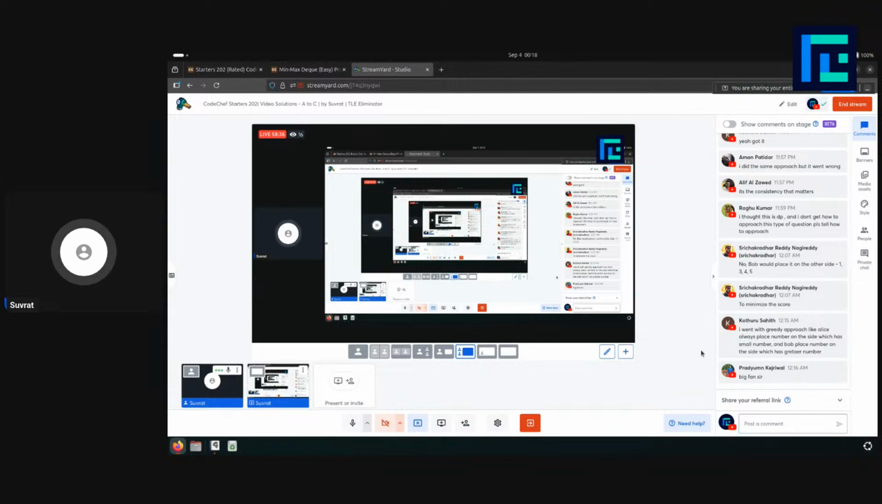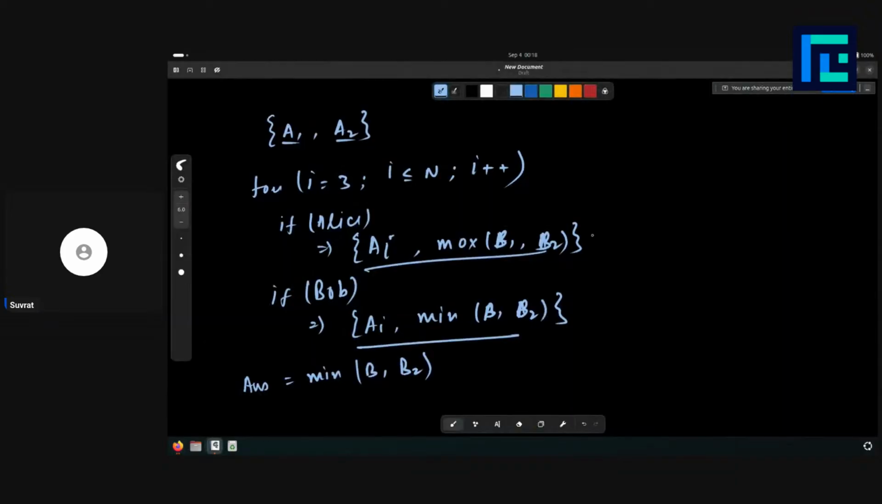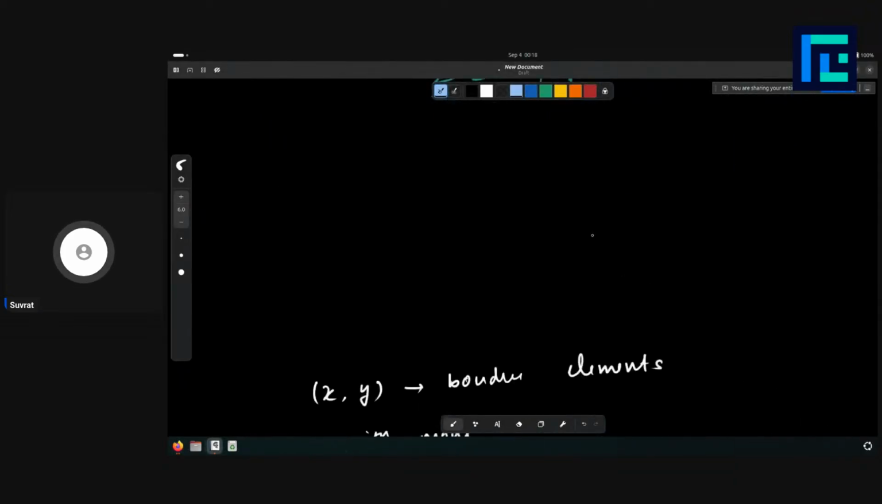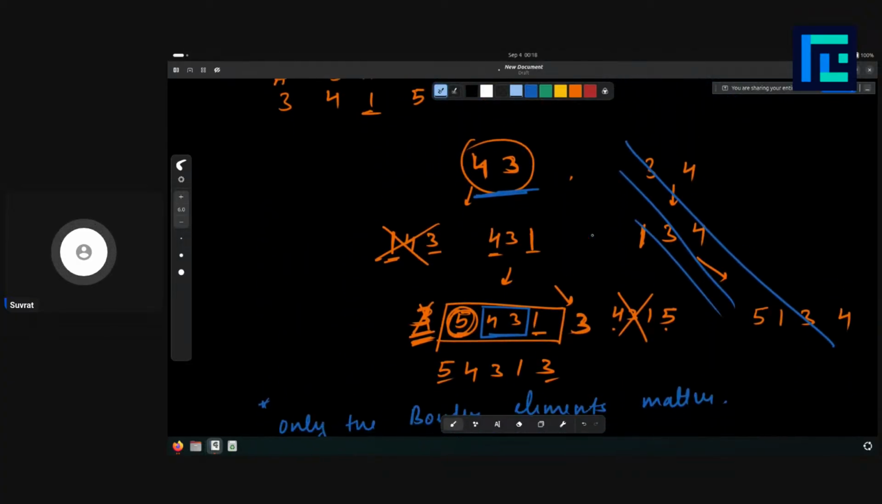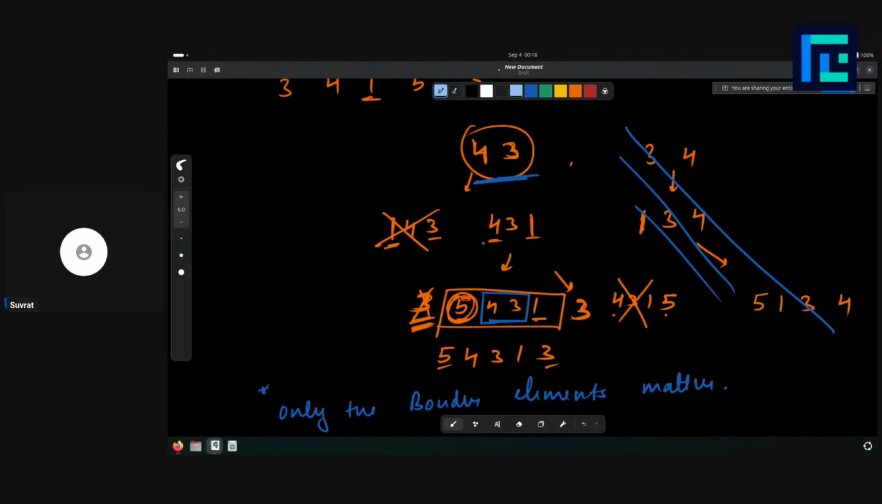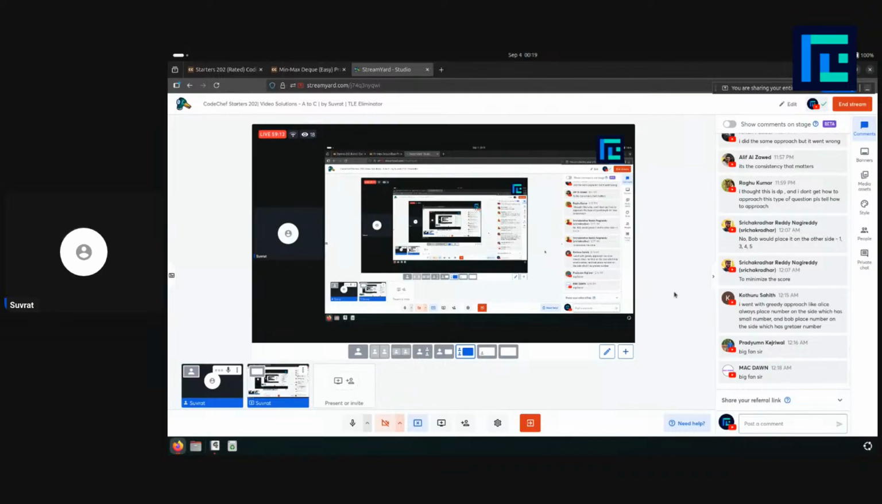No, Bob will place it on the other side, 1 3 4 5. Did I make some mistake while solving some test case? 1 3 4 5. Oh, yep. Actually, no, 5 won't be coming here. 5 will be coming here. We placed 5 on the left side of 4, so here also we'll place 5 on the side of 4. Yes, actually I made that mistake. Yes, you are right.